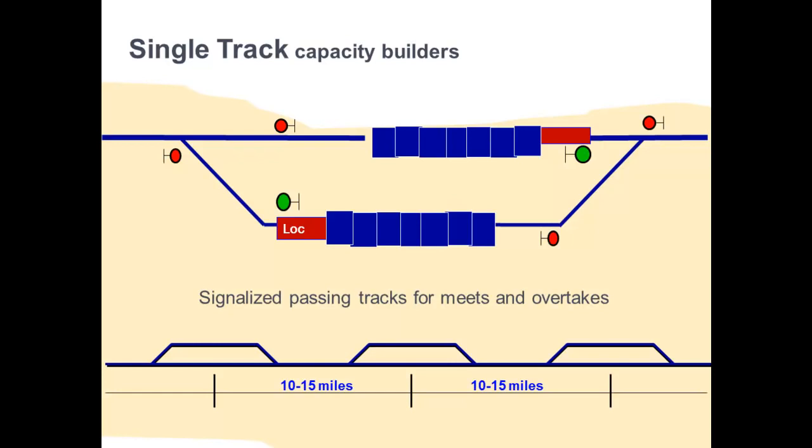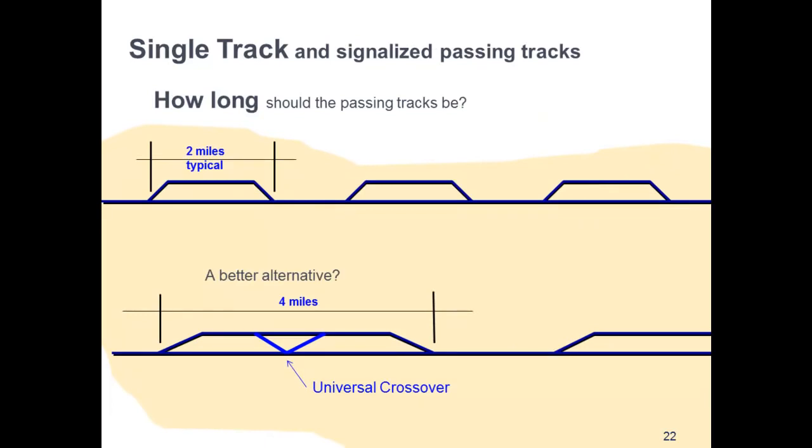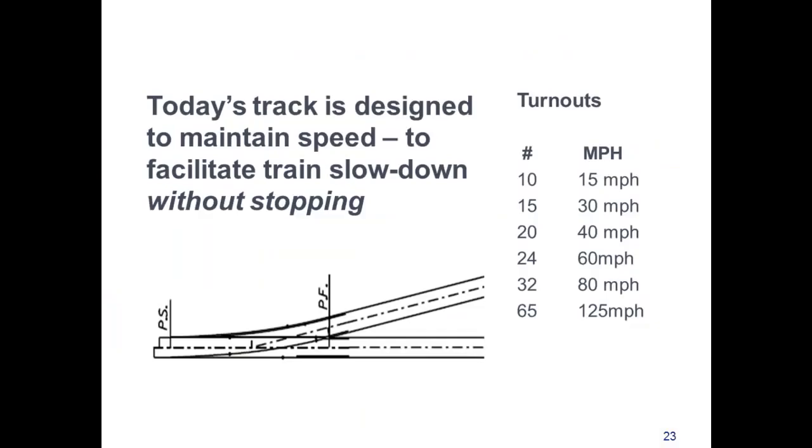And how long should the passing tracks be? Well, since a typical freight train is in the 6,000 to 8,000 foot range these days, 2 miles is sort of a good rule of thumb for a passing track. It can accommodate most braking distances. Even better is a passing track 4 miles long with a universal crossover in the middle to allow trains from both directions to meet, as well as simultaneously allowing an overtake from either direction on the main line. Signals and dispatcher control switches are necessary for the trains to exit the main line quickly. So the length of the passing track and its signaling are important for speed.